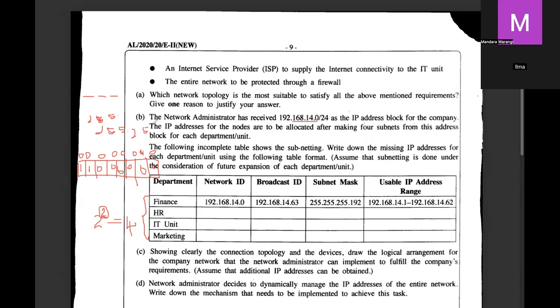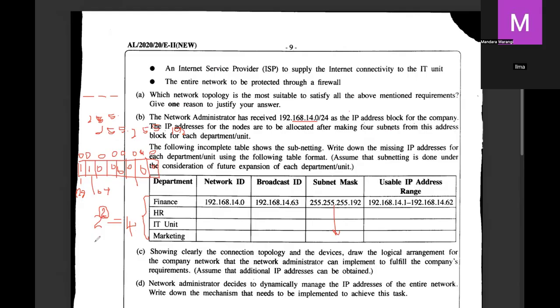So what is it? This is 128, and this is 128 plus 64. 128 plus 64 is how much? 192. So the subnet mask will be 255.255.255.192. Simple as that. You can complete it.